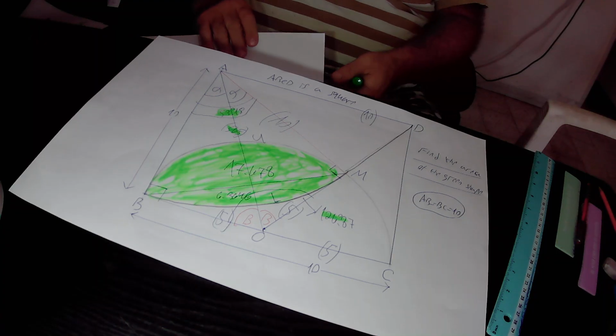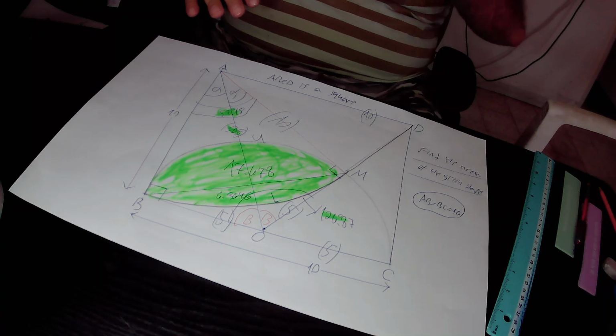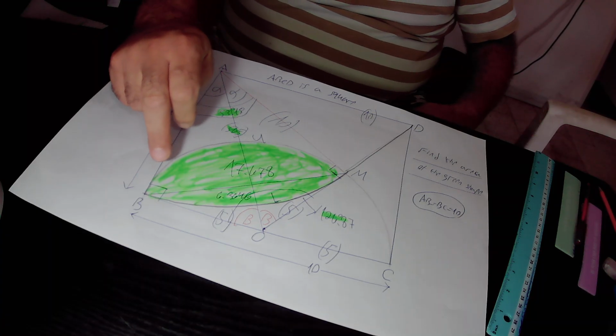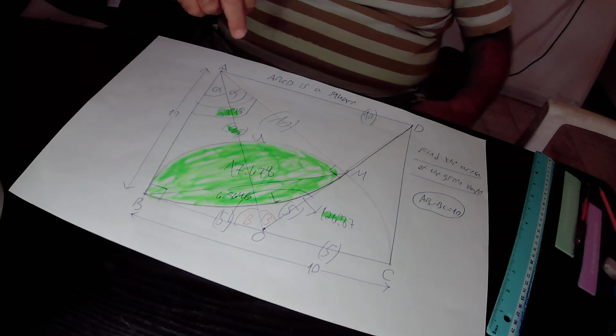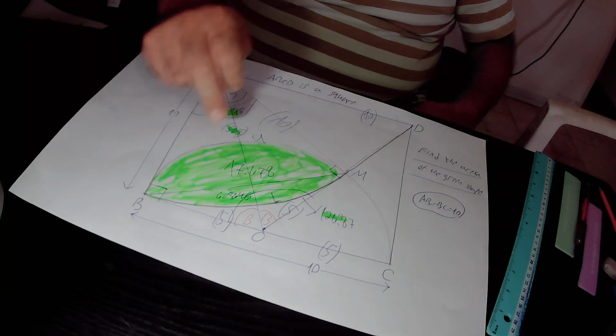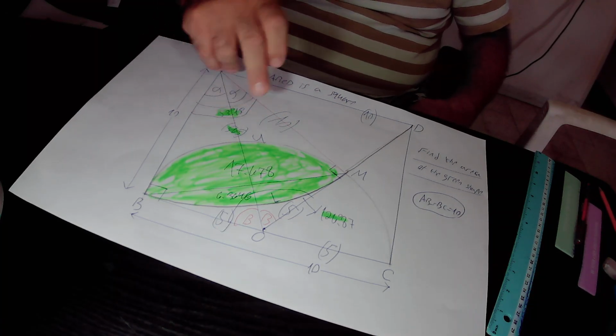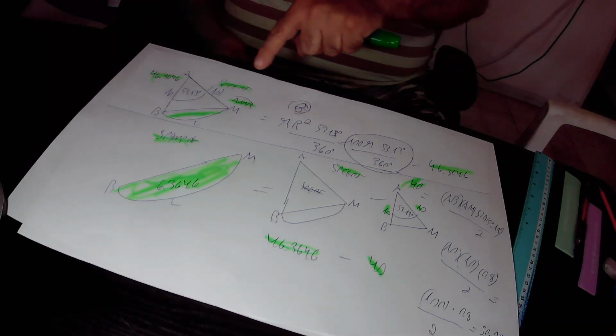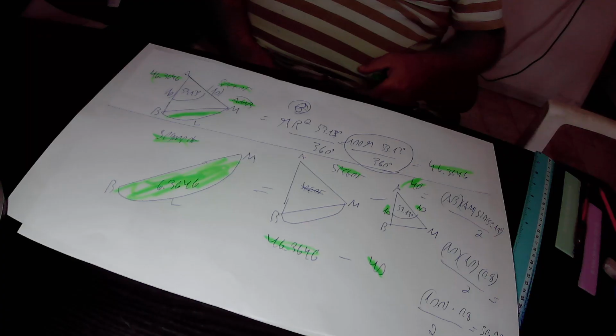Very simple. So in order to find the area of the lower segment BLM, I copied sector AOB and will analyze this sector AOB. This is sector AOB that I copied from the original diagram.